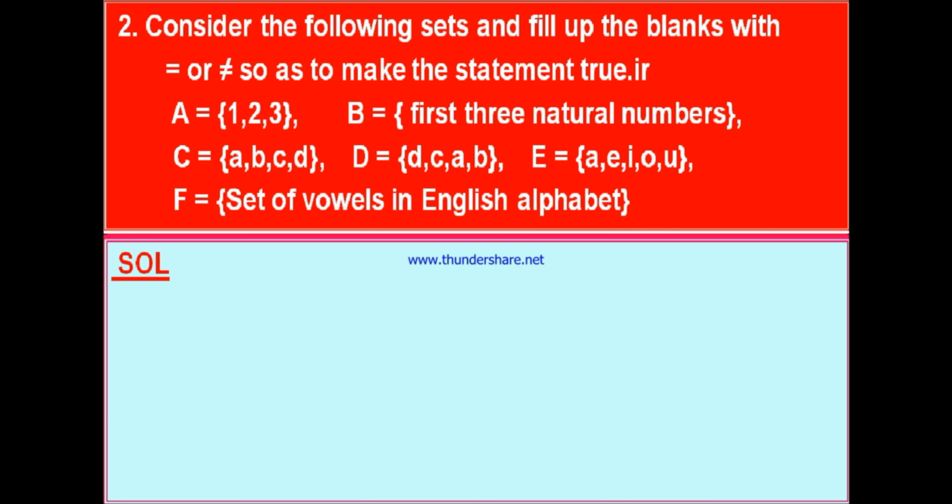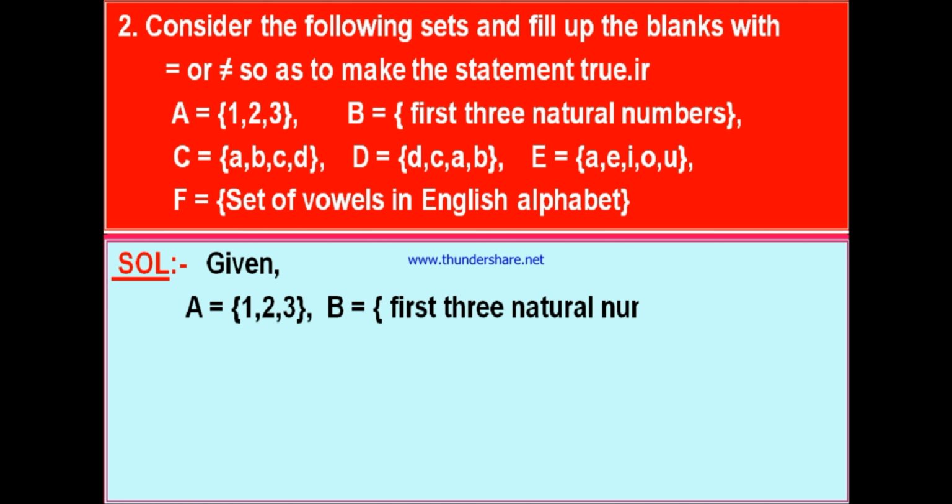Therefore the solution. We are given that A is equal to the set {1, 2, 3} and B is equal to the first three natural numbers. What are the first three natural numbers? 1, 2, 3. Set {1, 2, 3}. B is also the set {1, 2, 3}.